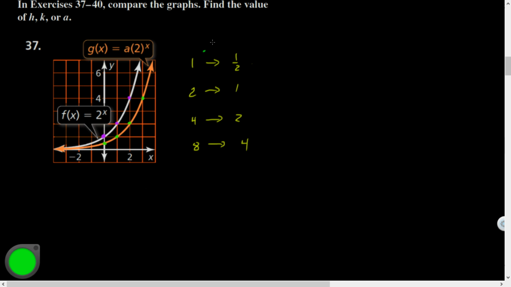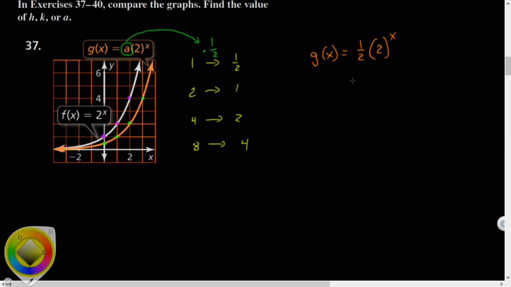Or I could view it as they're being multiplied by a half, right? Half of 1 is a half. Half of 2 is 1. Half of 4 is 2. And so the A value that goes in here must have been the half. All right, this was a vertical smoosh by a half. So my function, g of x, would have been 1/2 times 2 to the x. And I would have been able to say A equals 1/2.